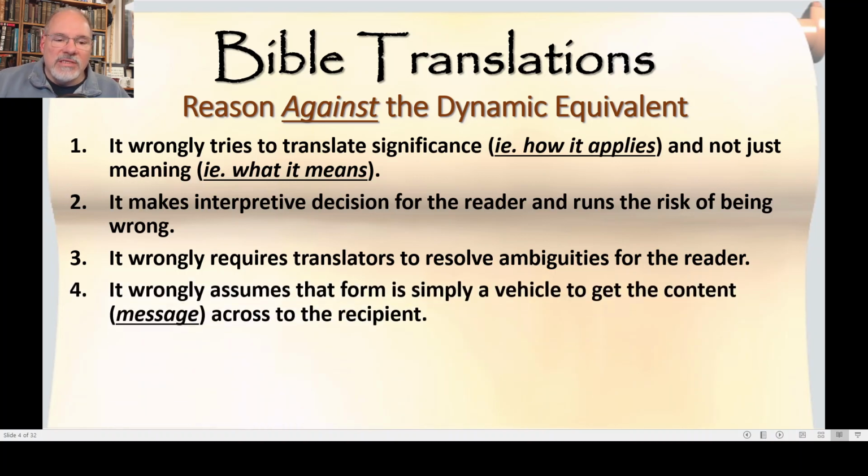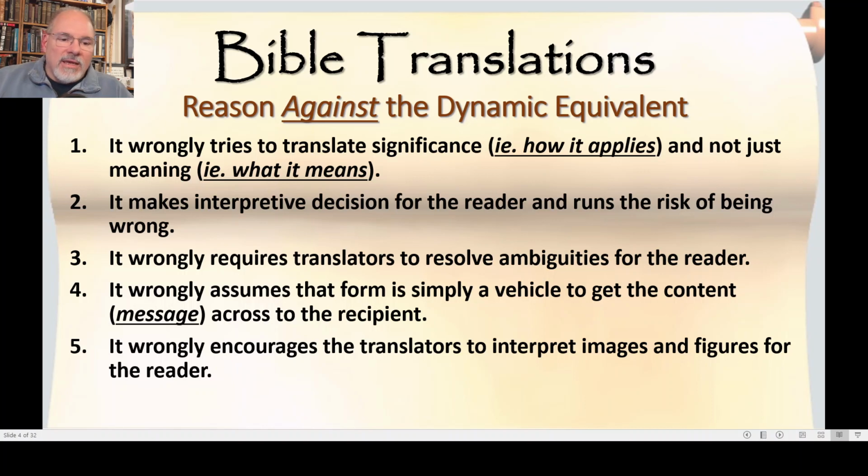Number 4, it wrongly assumes that form is simply a vehicle to get the content, in other words, the message, across to the recipient. The form is not just a vehicle to get the message across. The form is the message. In other words, the form creates the message. So you can't just change words and alter the sentence and put it in your own words, and then you can create an entirely different message to the recipient. I think that those that do paraphrases don't have that respect for exactly what the Holy Spirit had these writers write down.